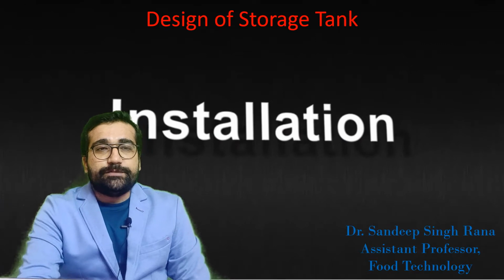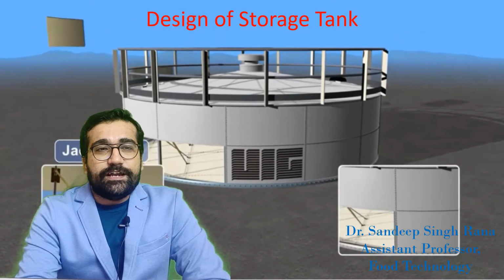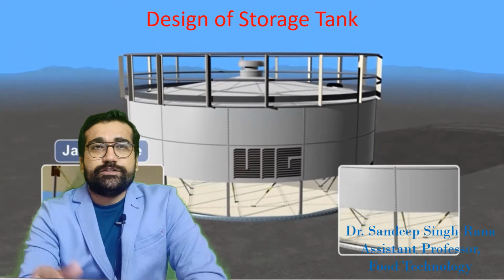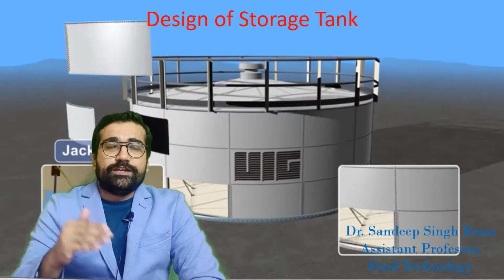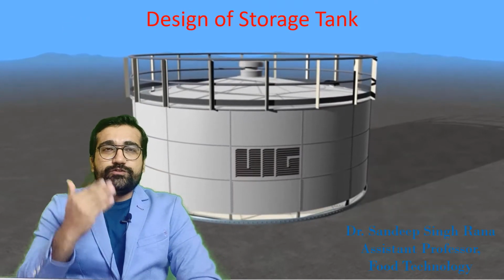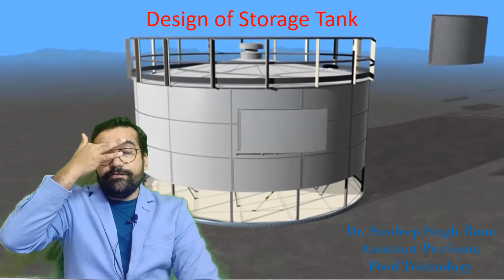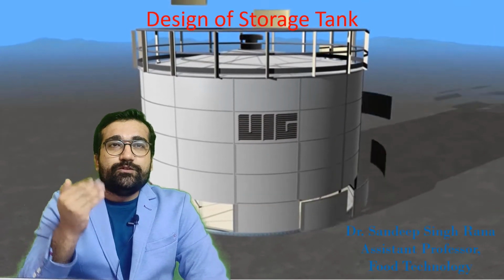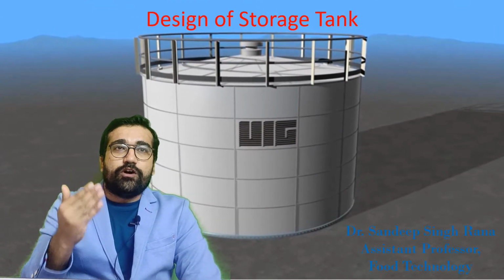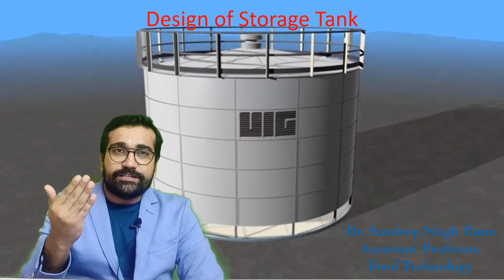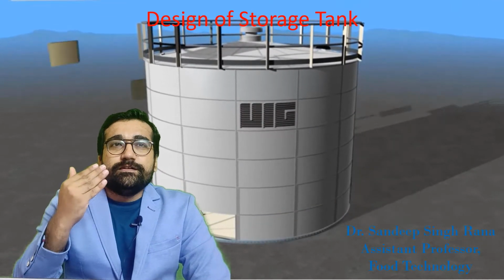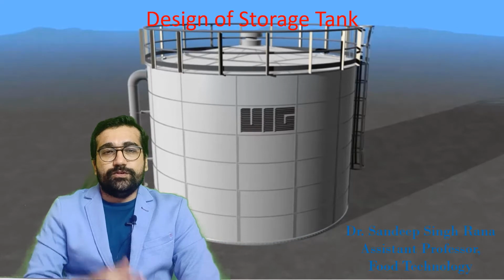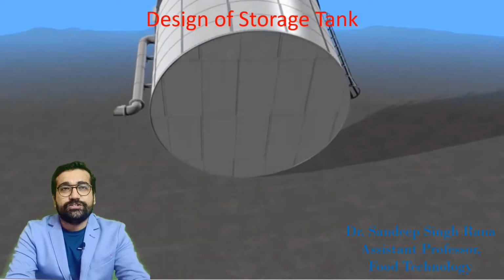The video playing on your screens is related to the construction of storage tanks. Storage tanks are basically used for storing grains, fluids, juices or milk. In the food industry, these storage tanks are also known as bulk silos or silos. We call them milk silos in the dairy industry and juice silos in the juice industry, but in the grain industry we call them only silos. So let's start the lecture.